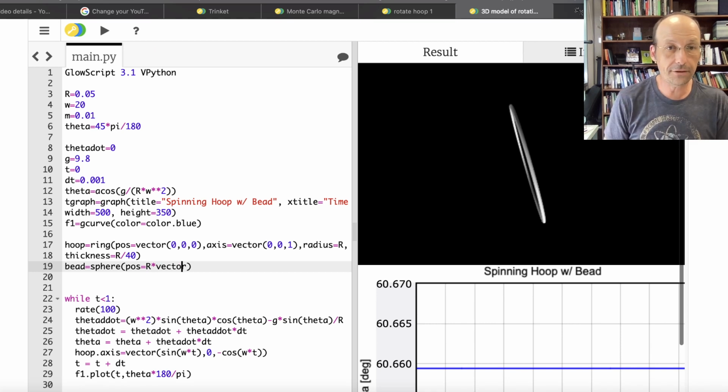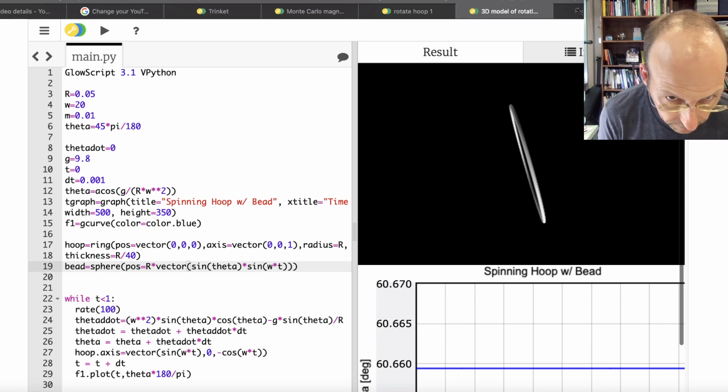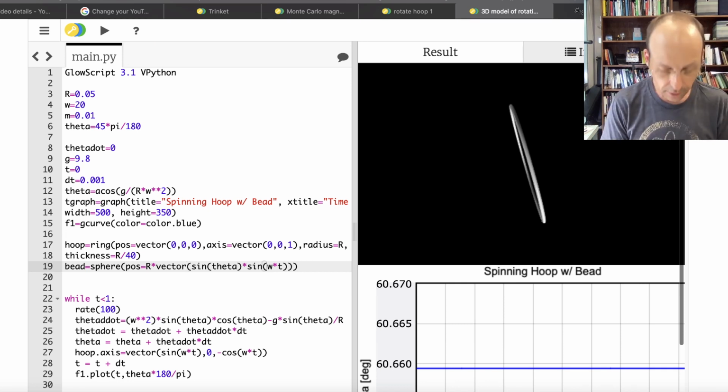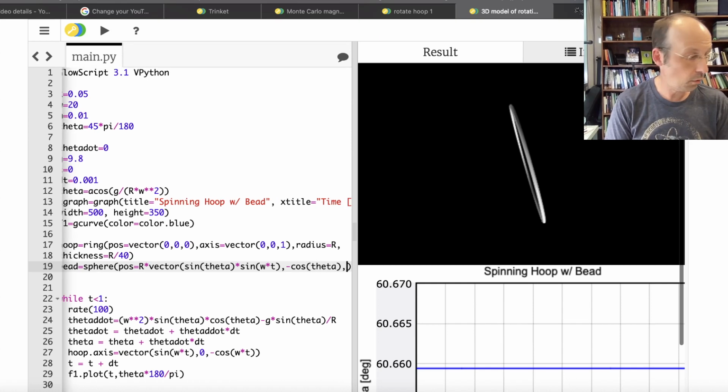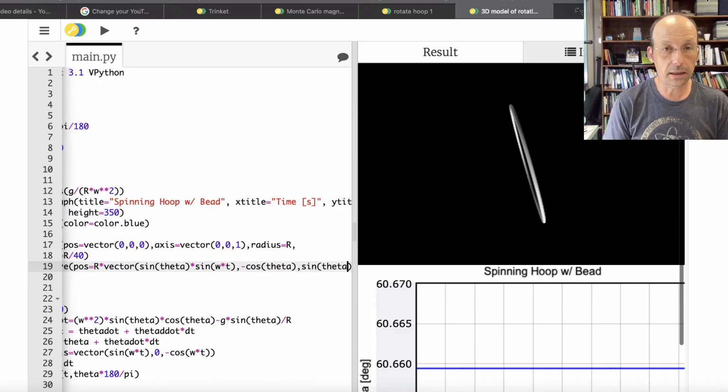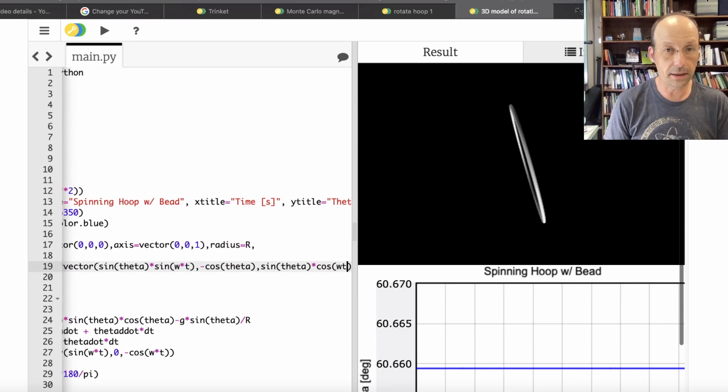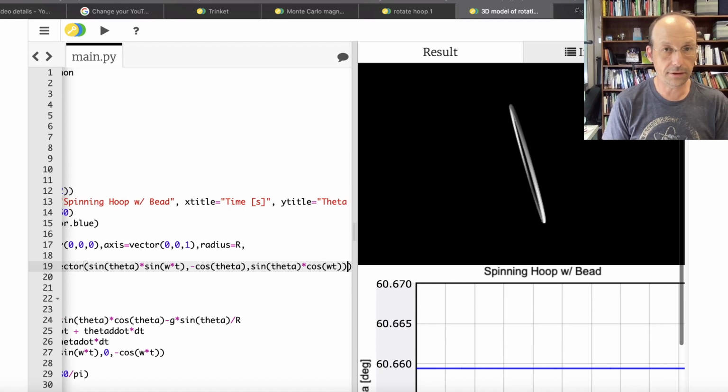R times the x coordinate, which is sine of theta times sine of omega t. Oops, the y. Okay, that's right. The y coordinate is going to be negative cosine theta. And the z coordinate is going to be sine theta times cosine omega t. And that's the end of that.